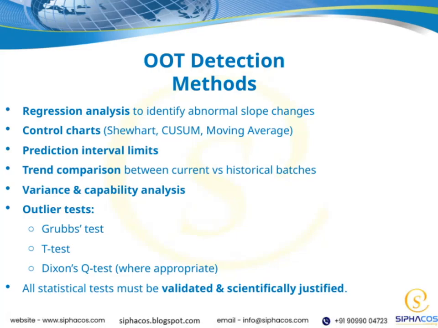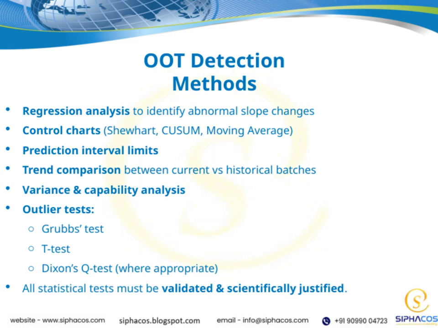Now, let's talk about regression analysis as a tool to identify abnormal slope changes in our data. This method helps us detect shifts or trends that deviate from expected behavior. To support this, we often use control charts such as Shewhart, CUSUM, and moving average charts. These are powerful visual tools that help us monitor process stability over time. We also consider prediction interval limits, which give us a range within which we expect future data points to fall, considering variability. Comparing trends between current batches and historical data is essential, as it helps us spot deviations or emerging patterns that could indicate issues.